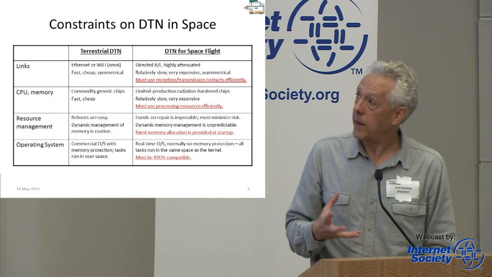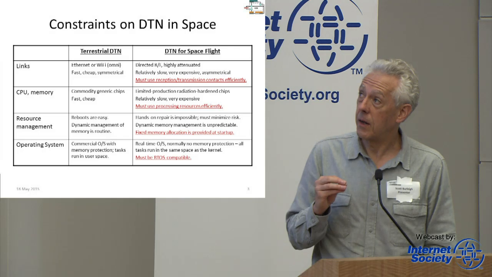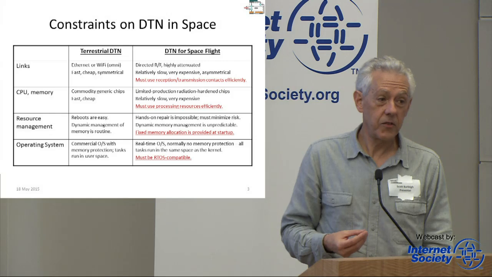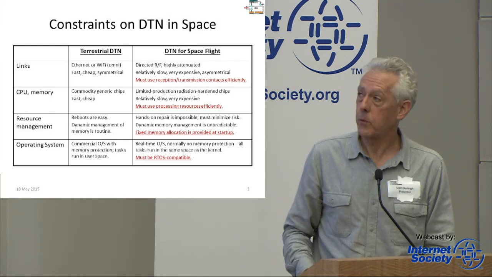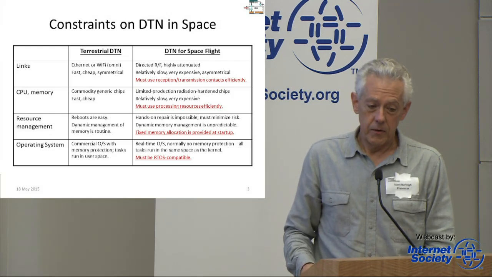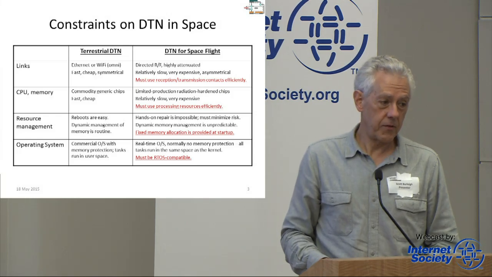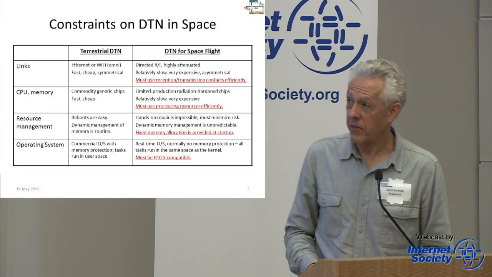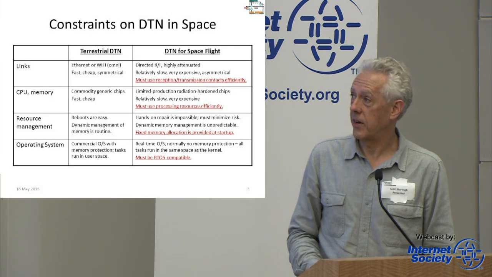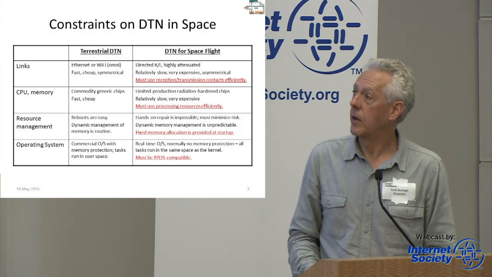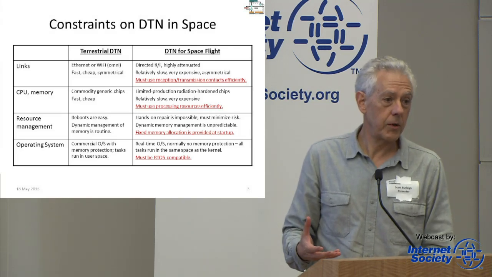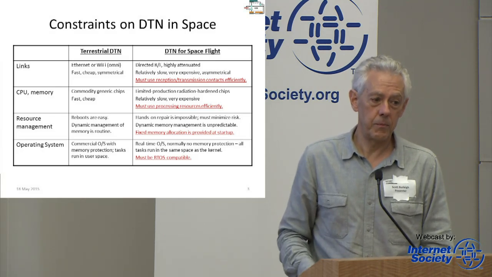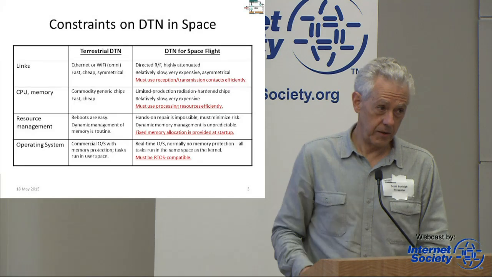In terrestrial DTN, we typically have Ethernet or Wi-Fi links, which are fast and cheap and typically symmetrical bandwidth. We have CPU and memory that are fast, cheap, commodity generic chips, very powerful. There are some operational advantages. Rebooting is easy. You push a button on your machine. Dynamic management of memory is routine. In the event that you run for so long that some latent memory leak shows up, you just reboot the machine. It's not a big deal.